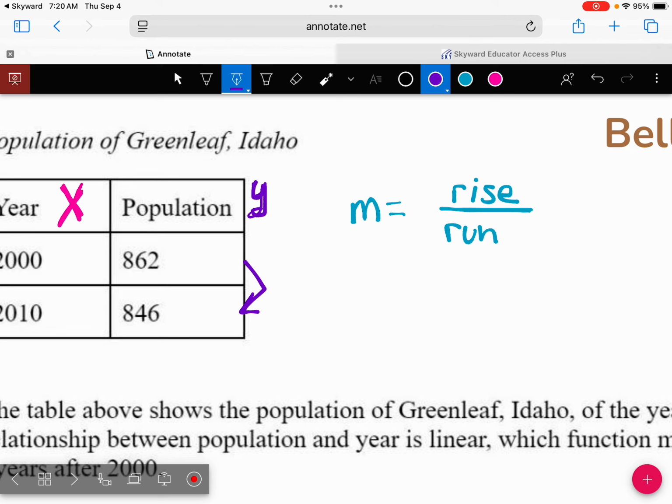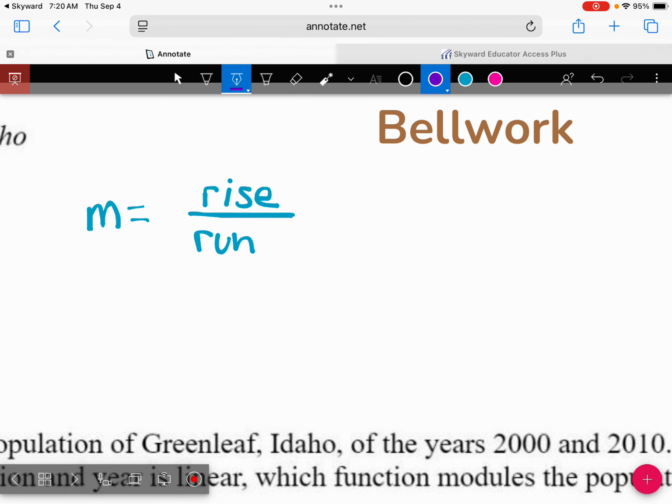What happens with 862 to 846? What kind of change is that? Does it go up or does it go down? It goes down. So we're going to have a negative number. By how many? What is 862 minus 846? 16. So my y's go down 16. They are decreasing.